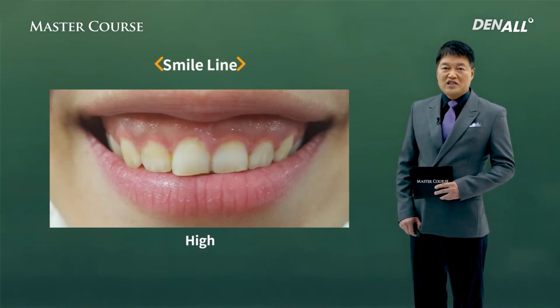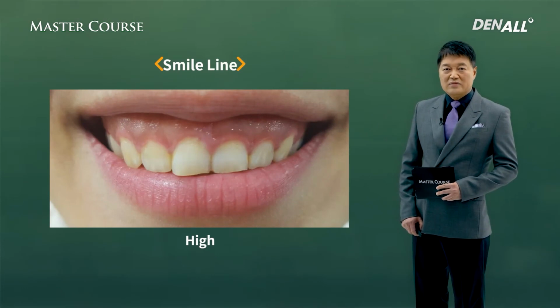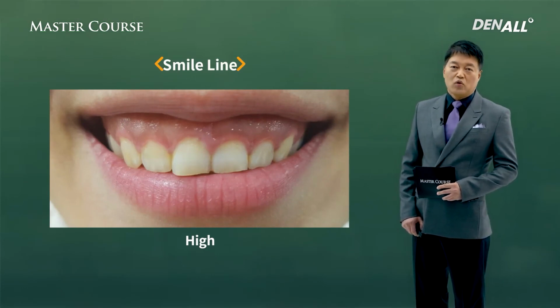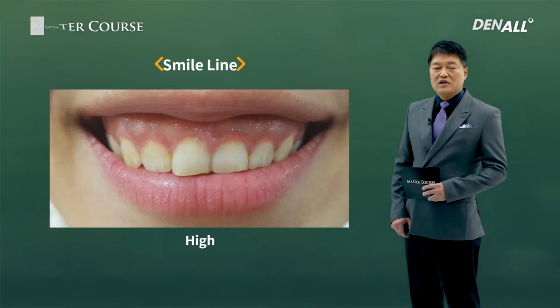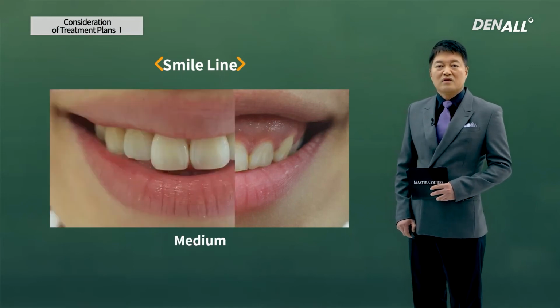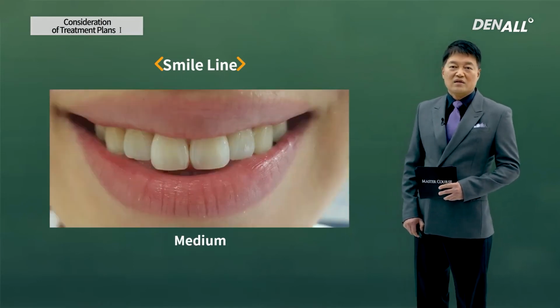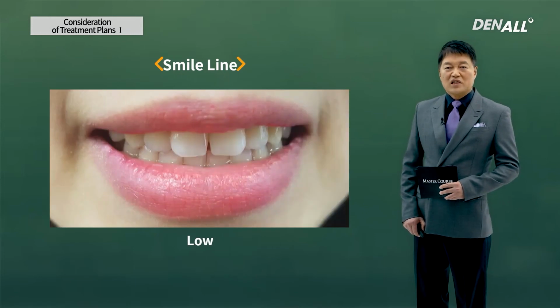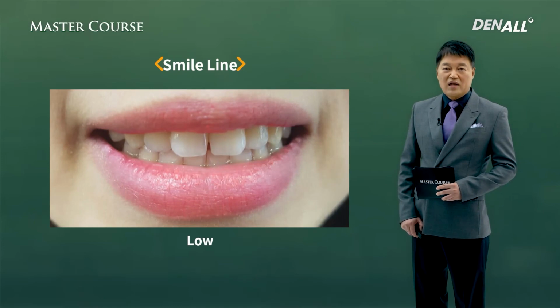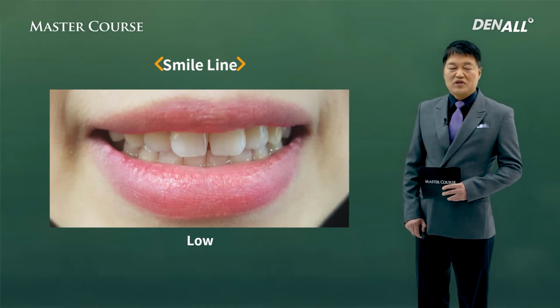Next is evaluating smile line. In the anterior region, if there is a high smile line, you can get a lot of stress, and if you make the smallest mistake, it can affect aesthetics very severely. If it is medium or low, even if it is an aesthetic region, we may have a little bit less stress and place the implant with more confidence.